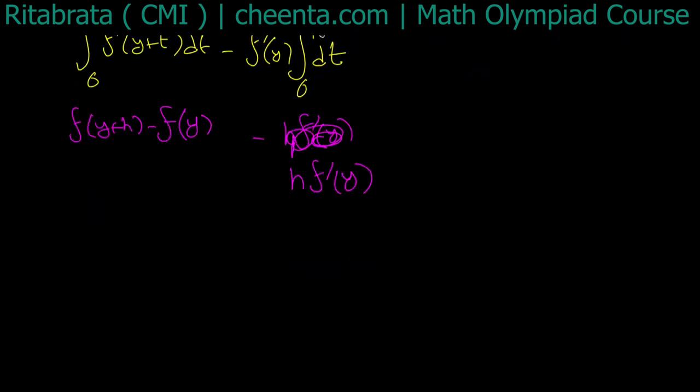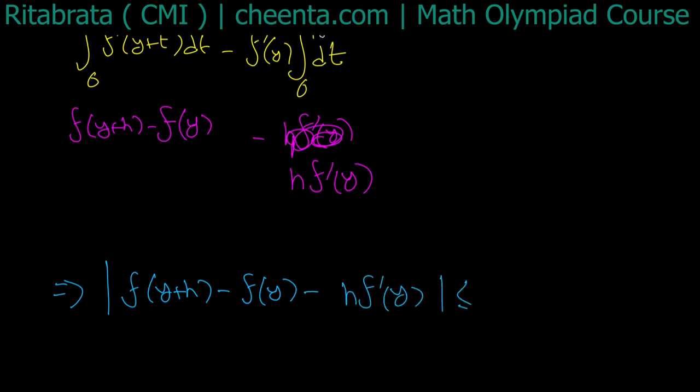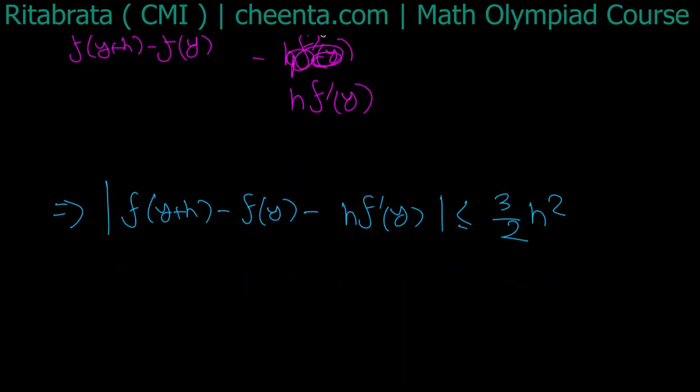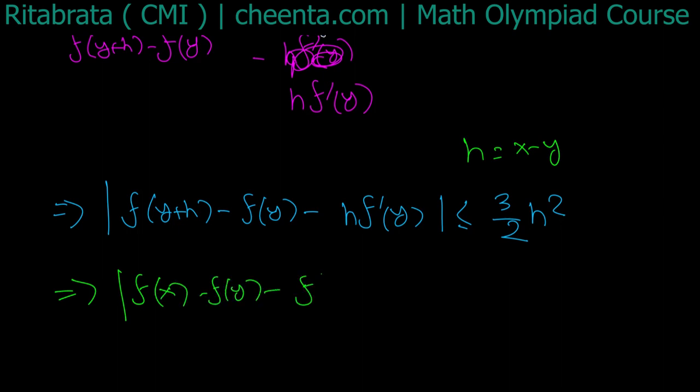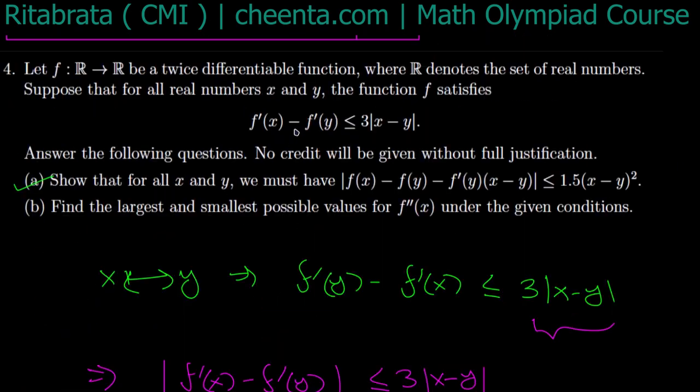So from that we get mod of f of y plus h minus f y minus h times f dash y less than or equal to 3 by 2 times h square. So now I can put that value of h equal to x minus y. So this directly gives me f of y plus h, that is f x minus f y minus f dash y times x minus y less than or equal to 3 by 2 times x minus y whole square. So part A is proved when x is greater than or equal to y.